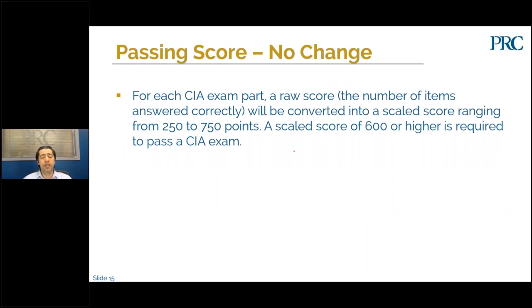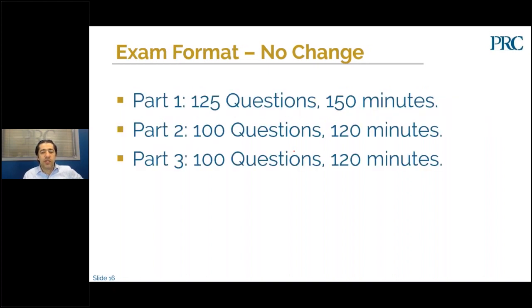Before we do that, there hasn't been any change to the passing score. The passing score is still 600. The exam is a scaled score exam. The score is between 250 and 750 with a passing score of 600. Now, what does that mean? We'll talk about this when we talk about the 7 pillars. The parts are still the same.